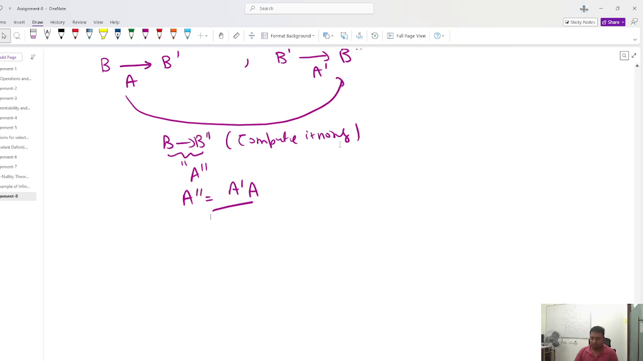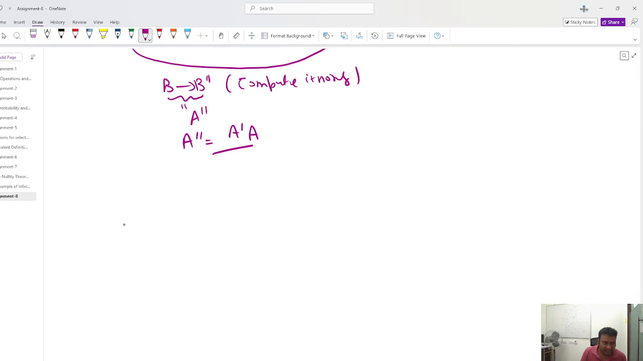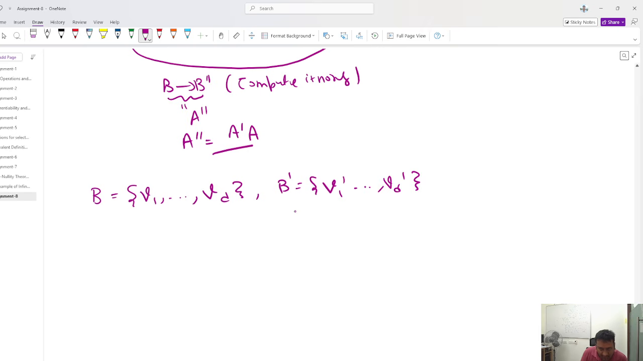Shall I do it? I can do it. I will do this bit quickly. What is B? B is V1 to VD. What is B prime? V1 prime to VD prime. And what is B double prime? V1 double prime to VD double prime. This is all matrix multiplication, if you see.